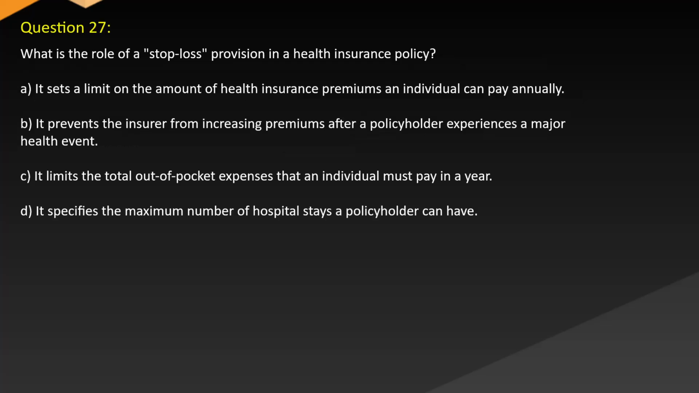Question 27. What is the role of a stop-loss provision in a health insurance policy? A. It sets a limit on the amount of health insurance premiums an individual can pay annually. B. It prevents the insurer from increasing premiums after a policyholder experiences a major health event. C. It limits the total out-of-pocket expenses that an individual must pay in a year. D. It specifies the maximum number of hospital stays a policyholder can have.